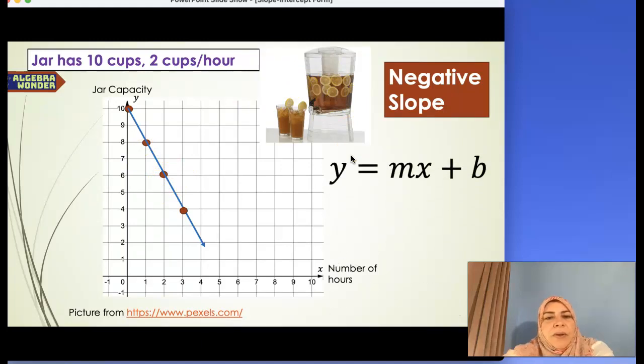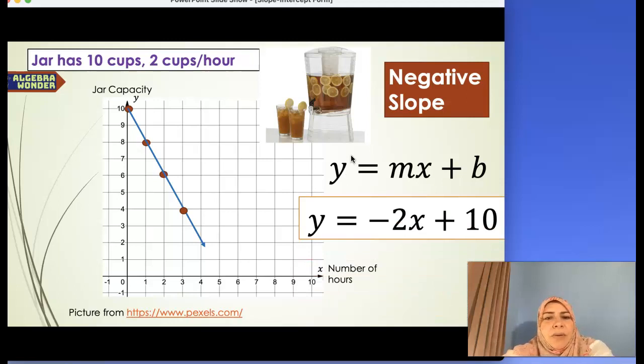Now if you want to write an equation to represent the number of cups in the jar, here we go. It's y = -2x + 10. I'm taking out 2 cups for every hour, so x is the number of hours. And I start at 10 cups. And what is y going to give me? The jar capacity, how many cups are in the jar. So this is pretty much the slope-intercept form.